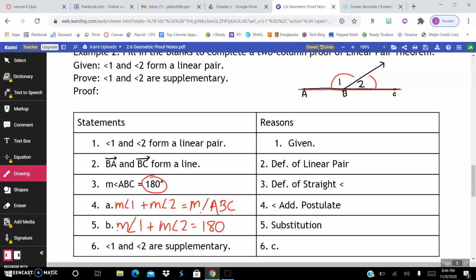And then step 6, angles 1 and angle 2 are supplementary. So we have to figure out the reason. How do we know that that is supplementary? That is by the definition of supplementary angles, because that's telling us what two angles that are supplementary mean.